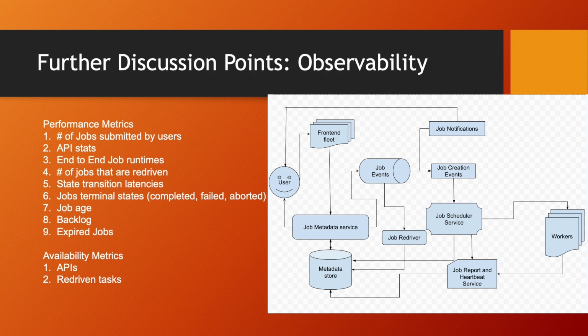In terms of observability, we should track performance metrics and availability metrics for the system. Some of the key metrics would be number of jobs submitted by users, API stats, end-to-end job runtimes, number of jobs that are read-driven, state transition latencies, job terminal states, for example, the number of jobs in completed state, failed state, and aborted state, age of the job, backlog, expired jobs, and we should definitely track availability metrics of the APIs and the number of read-driven tasks.